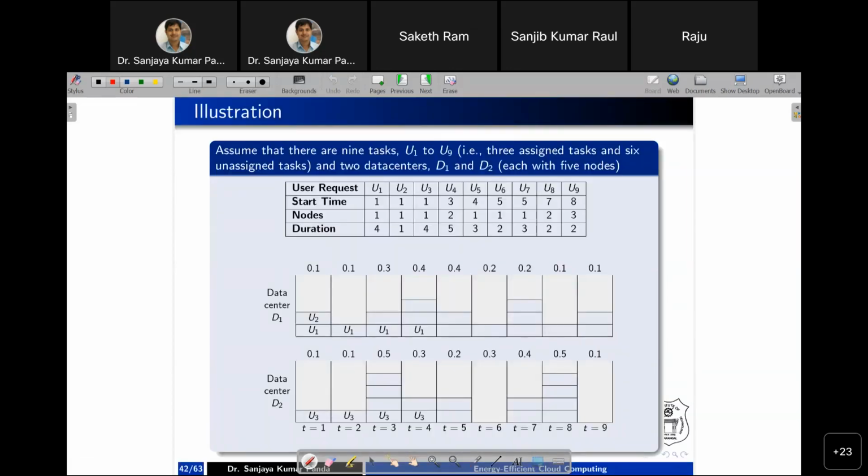Now, based on that, many researchers have proposed various algorithms. Here, they model each and every request in the form of start time, node, and duration. Here you can see I have taken 9 different user requests. They have a start time, a node, and a duration. And you can see there are two colors here. The bottom one represents renewable energy, and the upper one represents non-renewable energy.